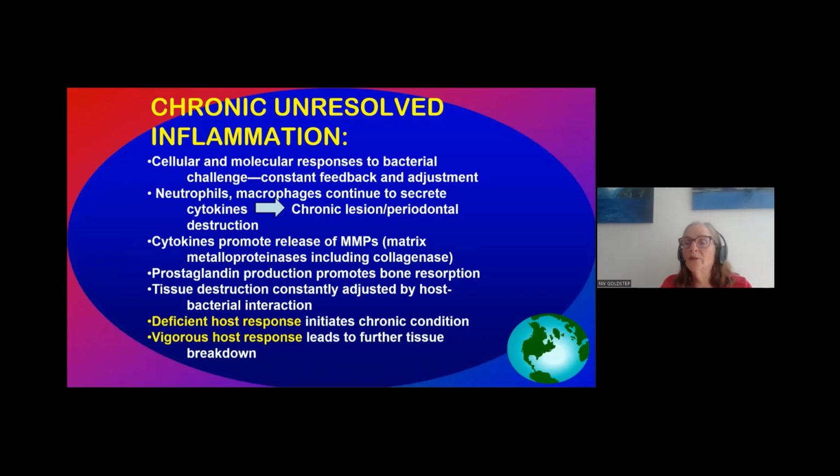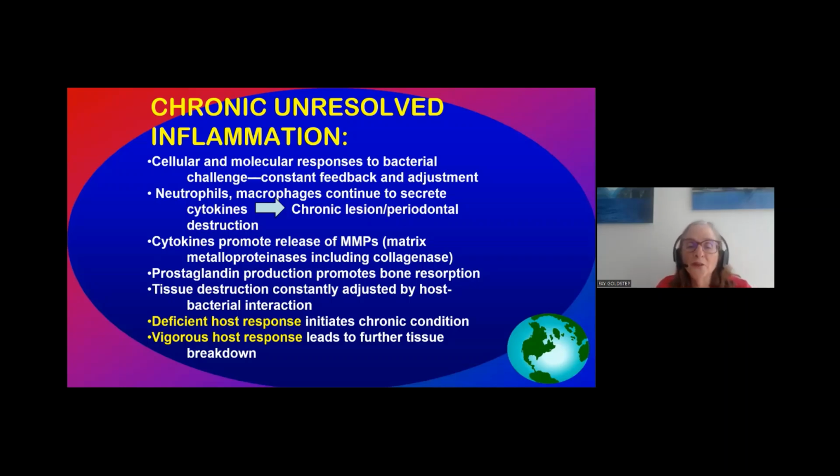The cytokines, which remember are the messenger cells, promote the release of matrix metalloproteinases, including collagenase. And collagenase, we know, will break down the collagen of the periodontal ligament. The prostaglandin is still being produced from the arachidonic acid that's released by the neutrophils, and that promotes bone resorption. This tissue destruction is constantly adjusted by the host-bacterial interaction. It starts with the bacteria, then we have the reaction, and so the host response is very important, not just the bacteria, but how the body is responding to this noxious stimulus.